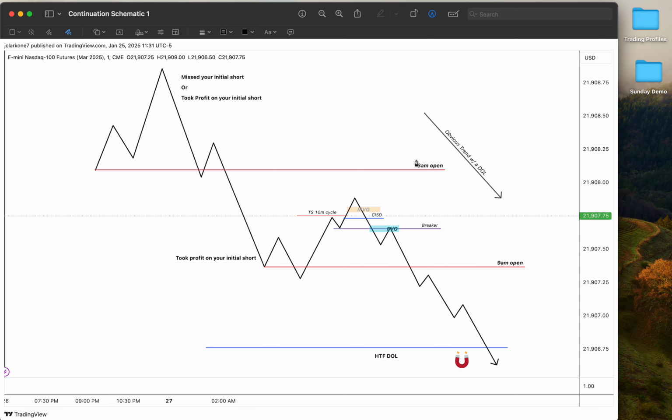Does that sort of make sense on the schematic, or is it just confusing? Okay. Yeah, it's pretty simple.